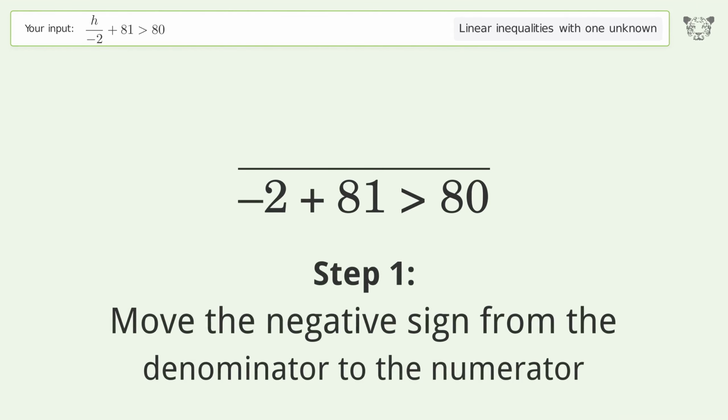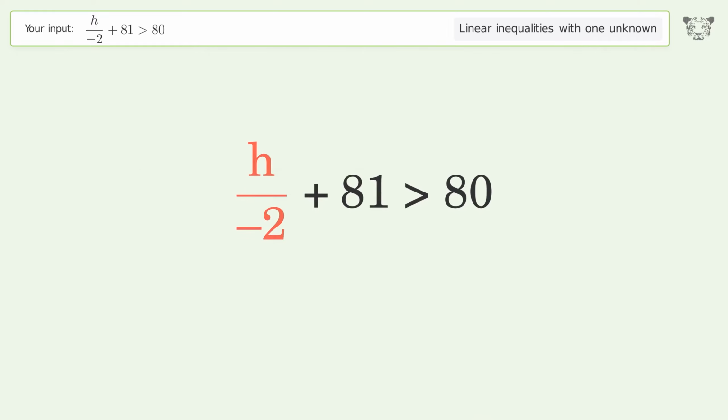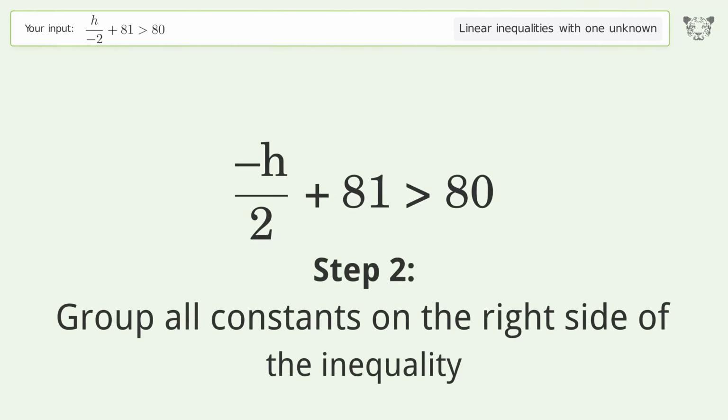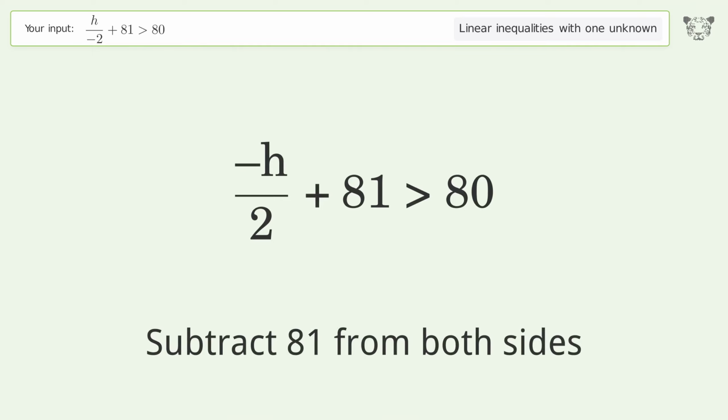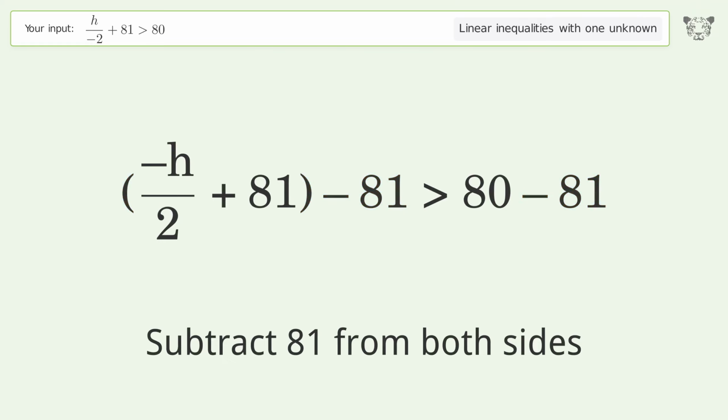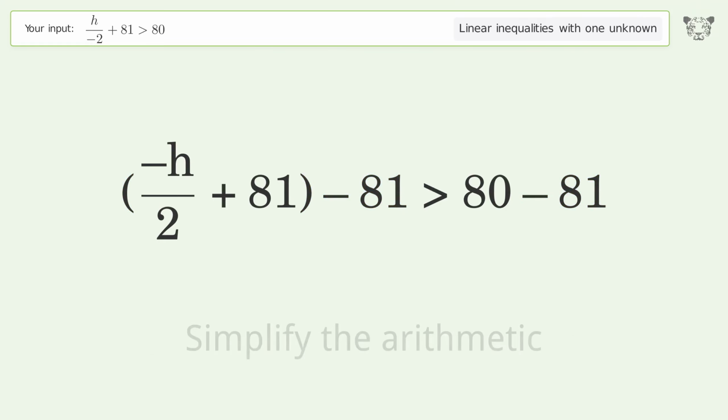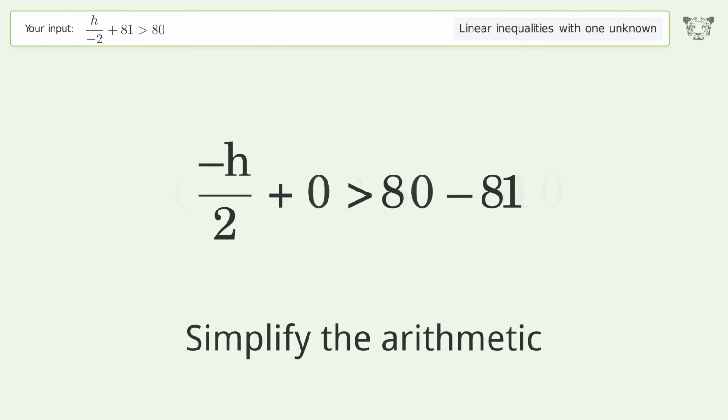Move the negative sign from the denominator to the numerator. Group all constants on the right side of the inequality. Subtract 81 from both sides. Simplify the arithmetic.